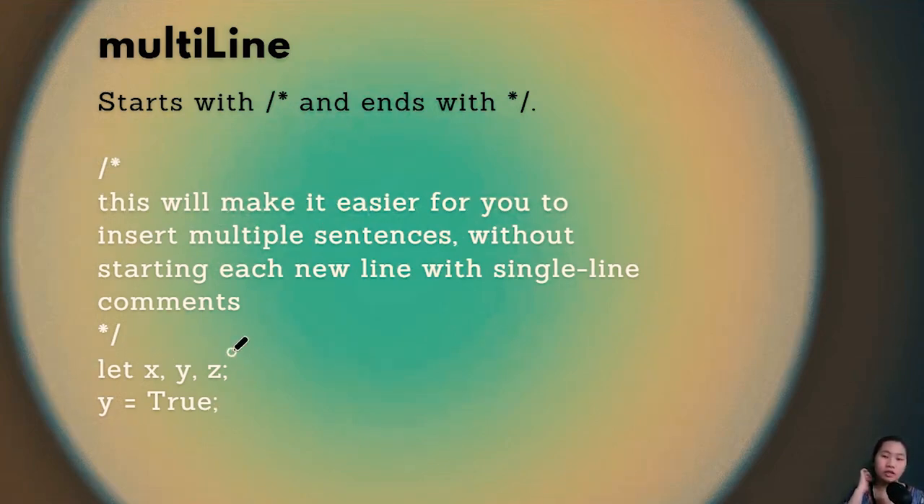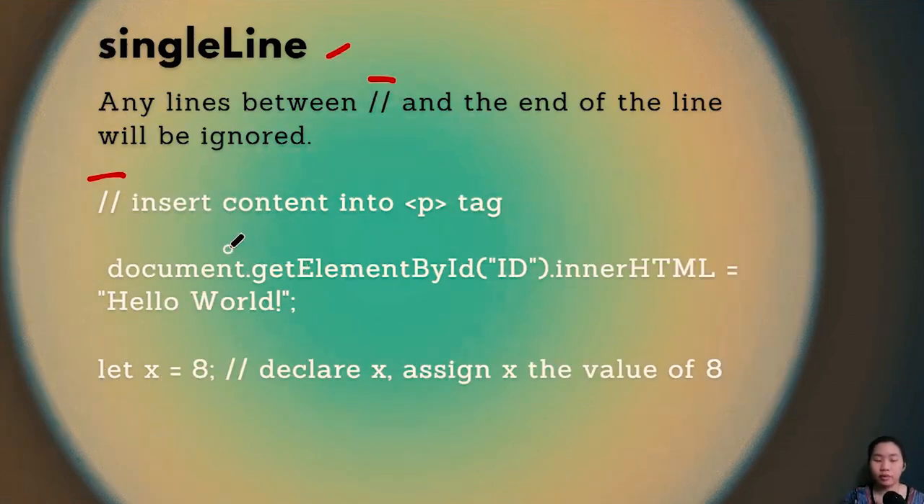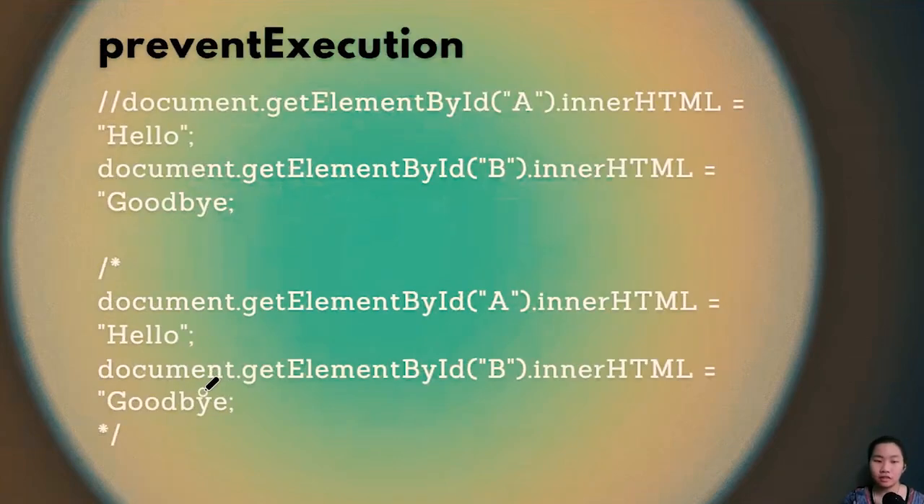And the code down here is declaring variables and assigning a value to them. Boolean value of true to y. Let's move back here. If you remember the first lesson, document.getElementById, innerHTML, hello world. This is printing content into an HTML element with the ID. And this is declaring another variable and assigning it the integer 8.